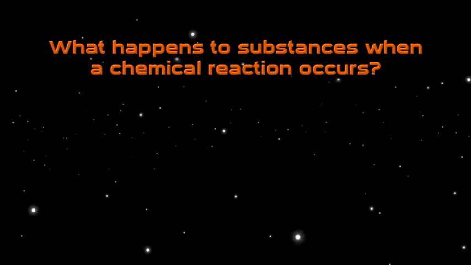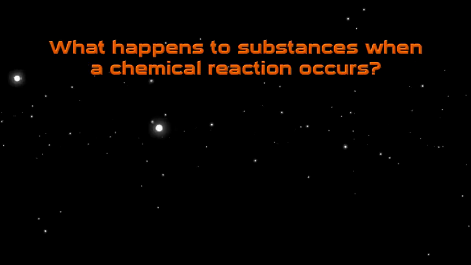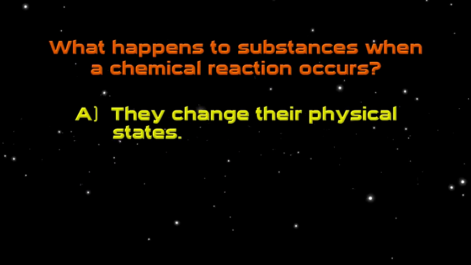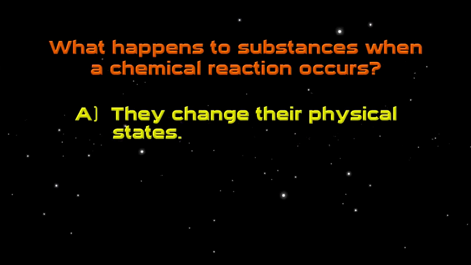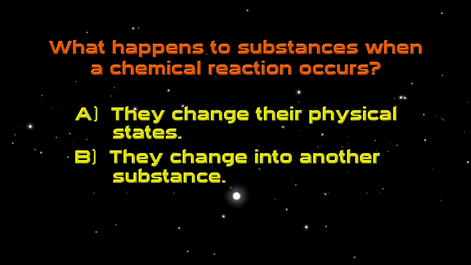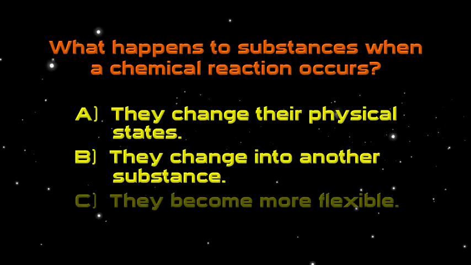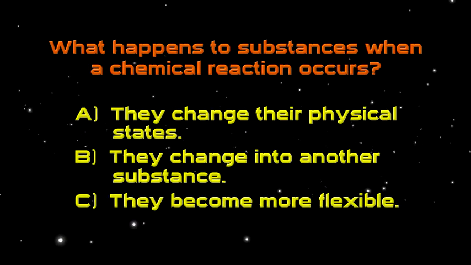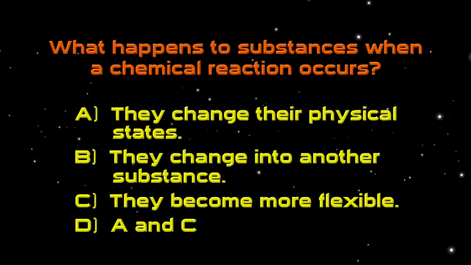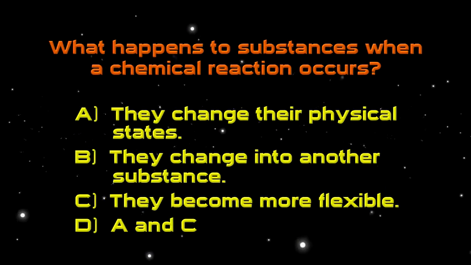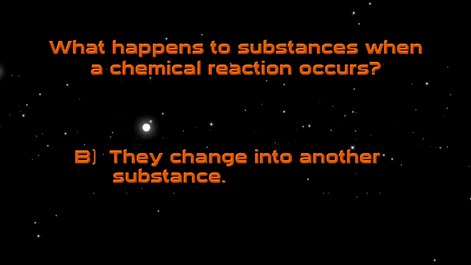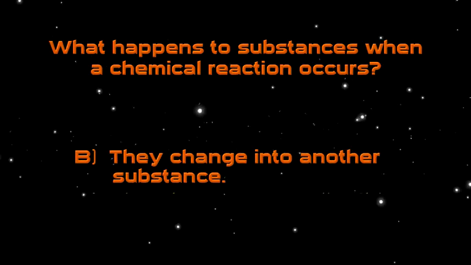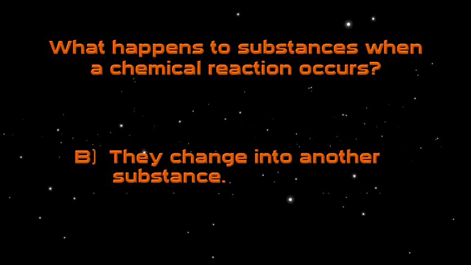Here's question 3. What happens to substances when a chemical reaction occurs? A. They change their physical states. B. They change into another substance. C. They become more flexible. D. A and C. The correct answer is B. Chemical reaction is a process in which substances change into another substance.